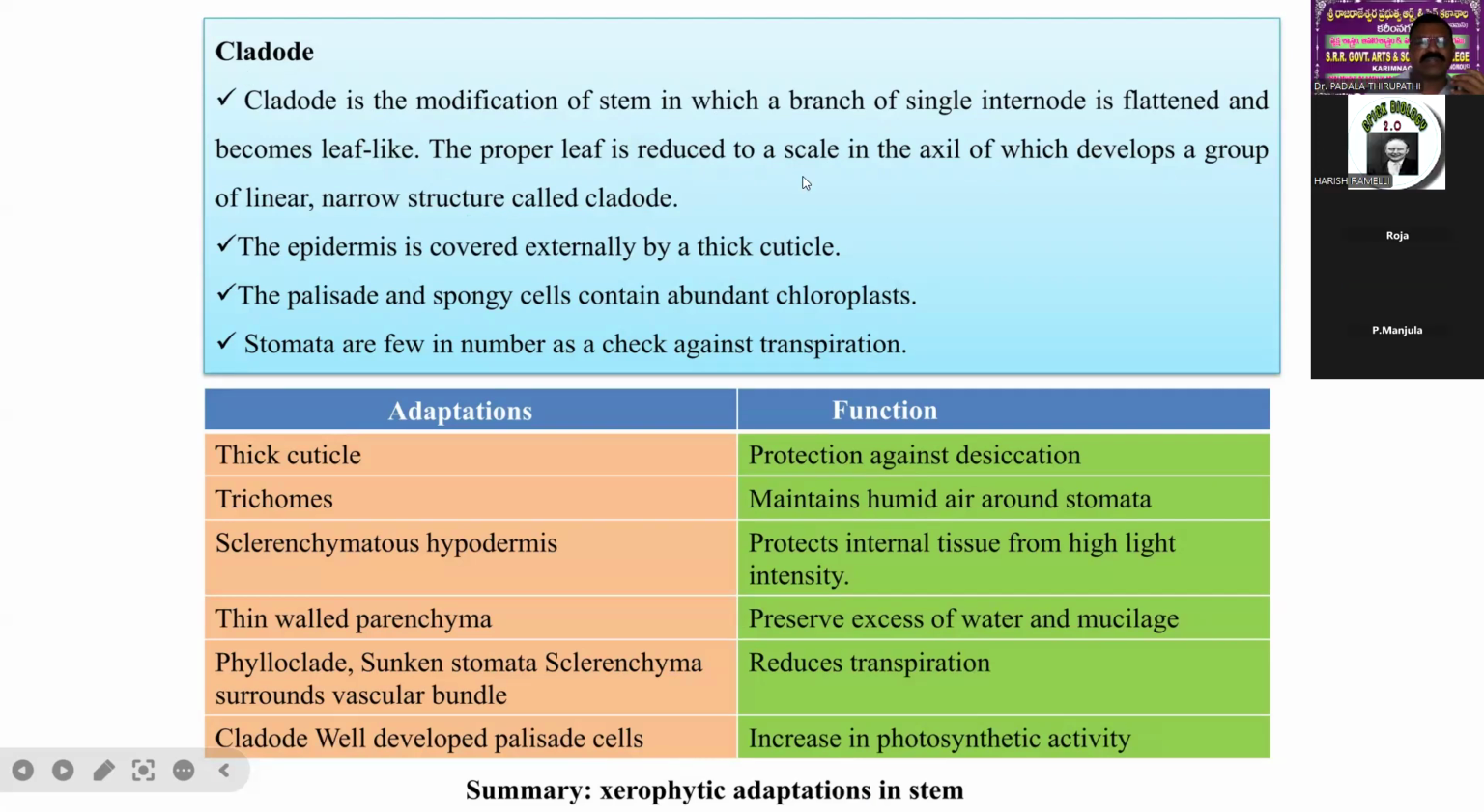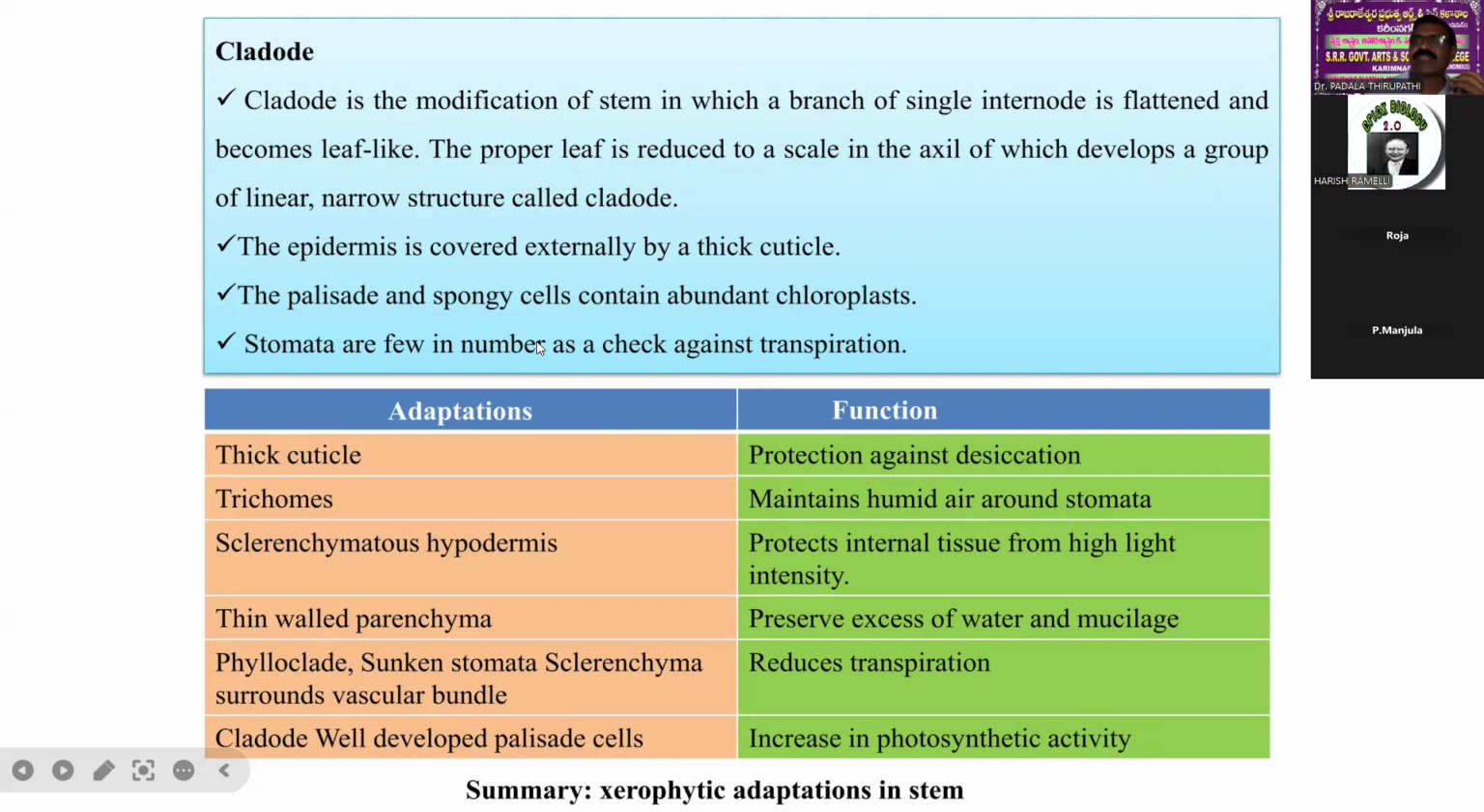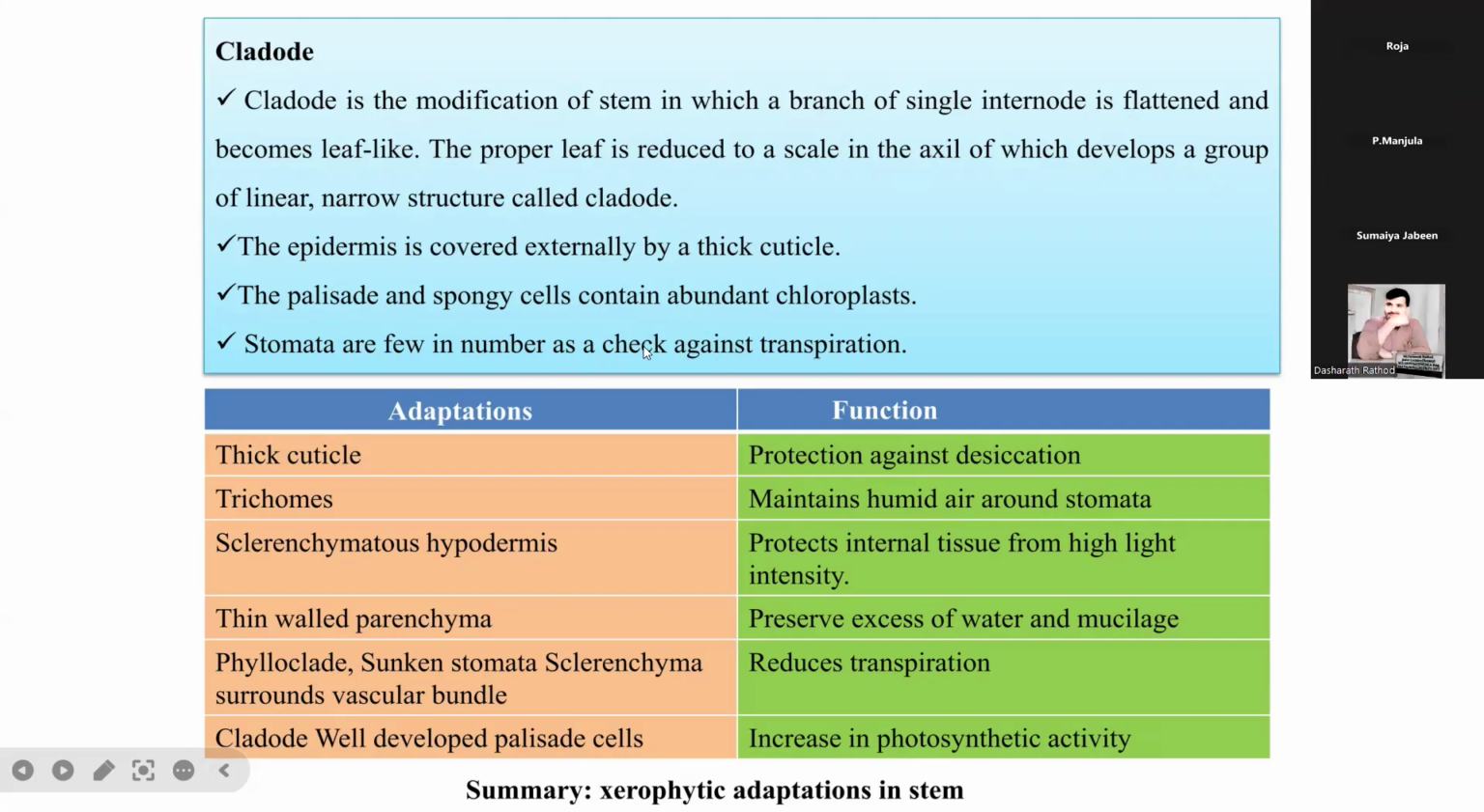The proper leaf is reduced to a scale, in the axil of which a linear narrow structure grows, called the cladode. Here it is not a stem but a branch of a single internode that is modified into a leaf-like structure. The epidermis is covered externally by a thick cuticle, and palisade and spongy cells contain abundant chloroplasts, and stomata are also few in number, to check transpiration.